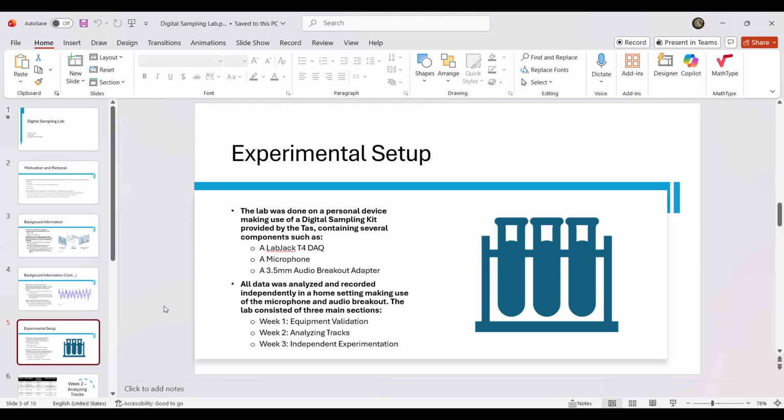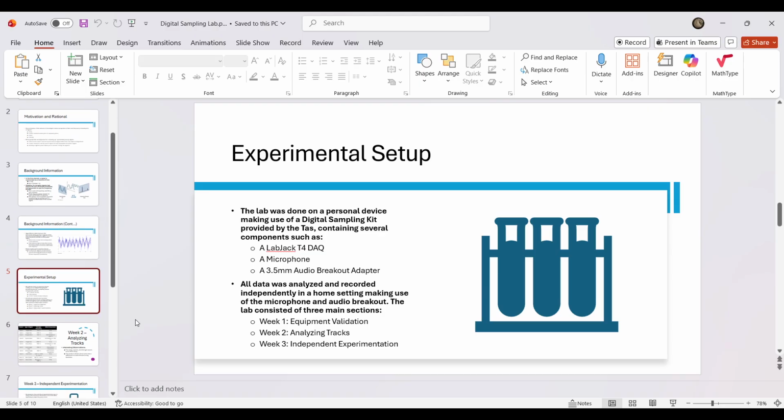So here we have two parts, or really three parts, of the lab. The first week was validating the equipment. The second week was analyzing 11 sample tracks. And the third week was an independent experiment that I came up with on my own. And to conduct this lab, we used equipment that was given to us by the TAs, a LabJack T4, a microphone, and a 3.5 millimeter audio breakout adapter. Of course, with wiring and hooking it up to the computer and all that.